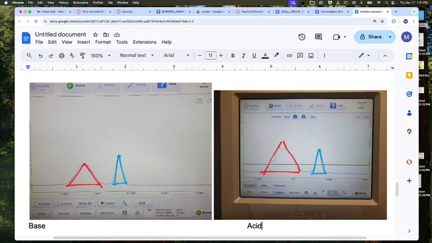How do we figure out the area of a triangle? Base times height times a half.